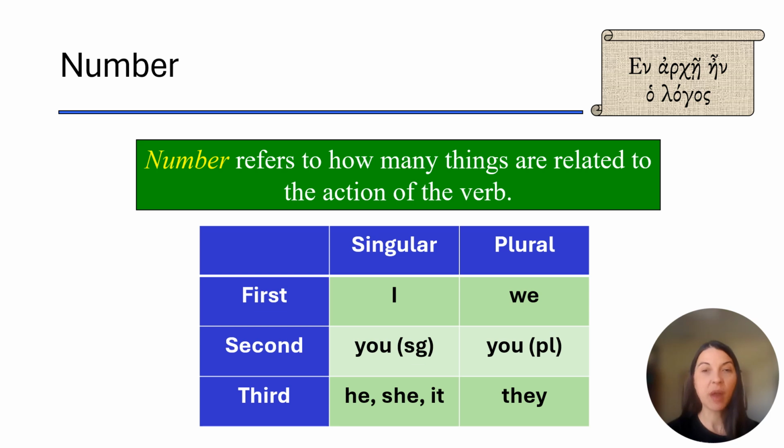Number refers to how many things are related to the action of the verb. So in English, for a singular person, we would say I, you, he, she, it. For plural, we would say we, you, or they.